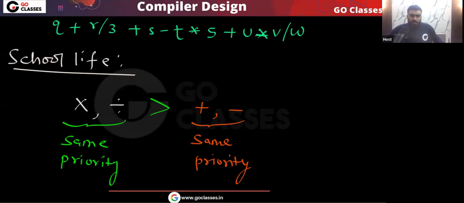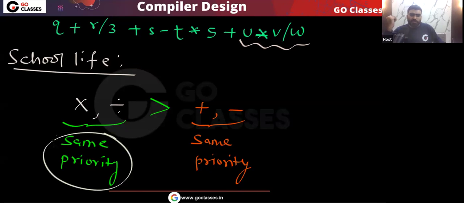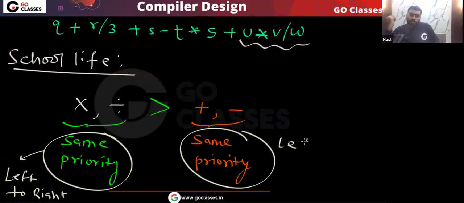For example, if you have this type of expression, what will we do first, division or multiplication? They have the same priority. And when they have the same priority, you do them left to right. The associativity is from left to right. Yes or no?